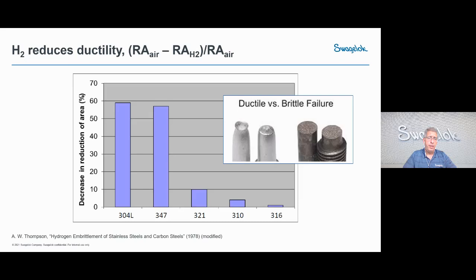So in this case, on the left-hand side, you're seeing with these little plots here large amounts of reduction in area as a result of hydrogen absorption, decreasing the ductility of the material. However, on the right-hand side, with these other materials, you can see there's little to no impact of hydrogen on their ductility, and therefore those materials would be considered more resistant to hydrogen attack.